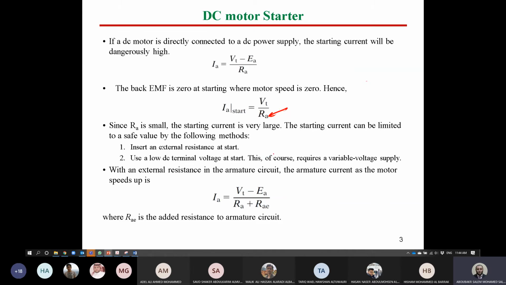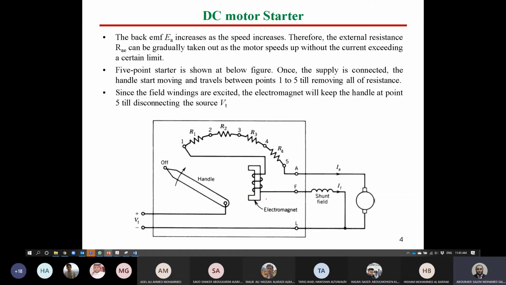Starting time is not very important because it will not continue for a long time, so we can neglect the power consumption in that period. However, even then we prefer controlling the motor voltage instead of adding resistance. The conventional methods were based on adding rheostats, which is called the motor starter.